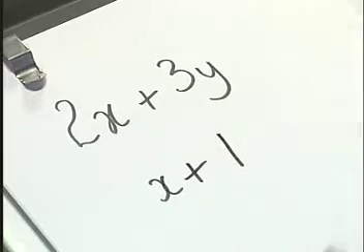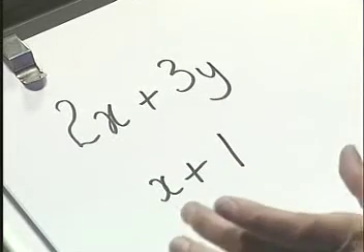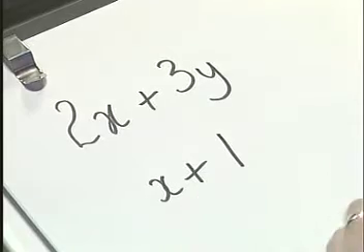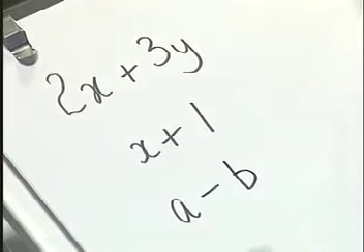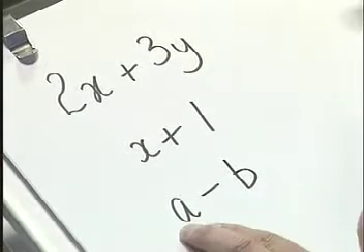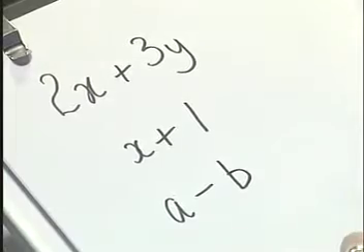Some of the terms could be just numbers. So, for example, x plus 1 is the sum of the term x and the term 1, so that too is a binomial expression. a minus b is the difference of the two terms a and b, so that too is a binomial expression. Now, in your previous work, you'll have seen many binomial expressions and you'll have raised them to different powers. So you'll have squared them, cubed them, and so on.